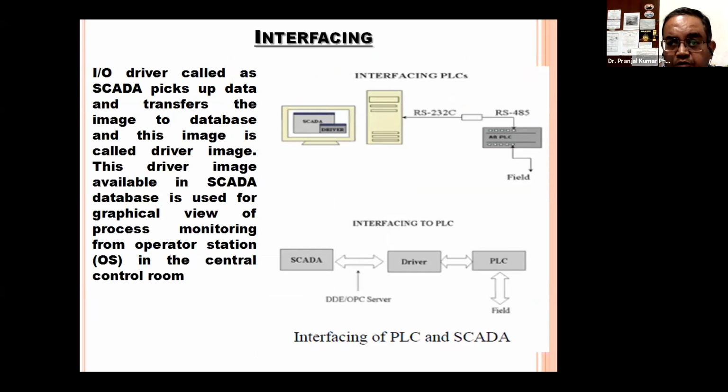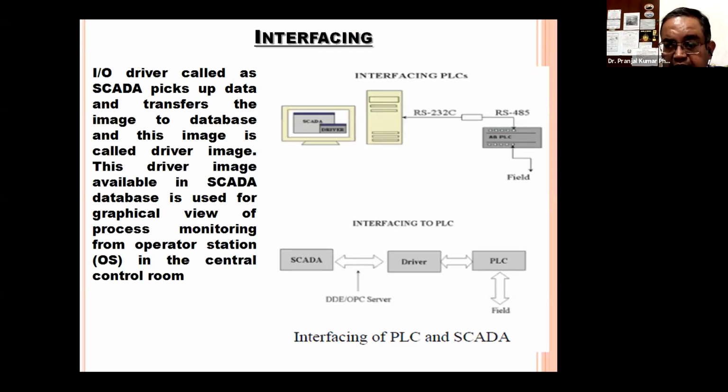The IO driver, called SCADA, picks up data and transfers the image to the database, and this image is called the driver image. This driver image is available in the SCADA database and is used for graphical view of the process monitoring from operator stations in the central control room. Like how it is being shown here, how we are interfacing the PLC, programmable logic controller, and the SCADA system. So the interfacing happens between SCADA, driver, and PLC.